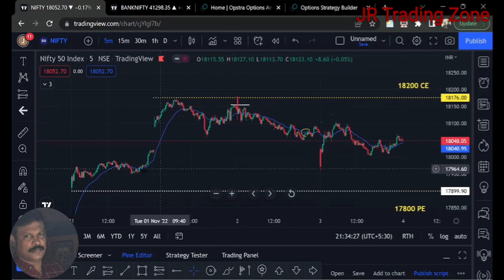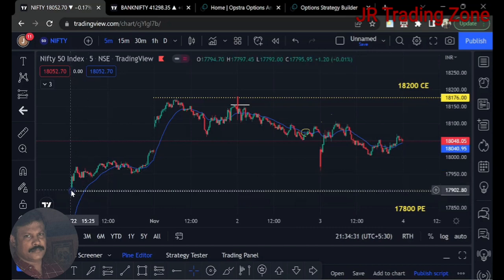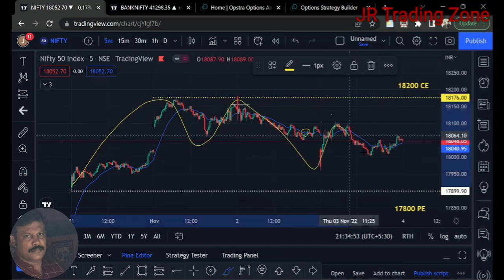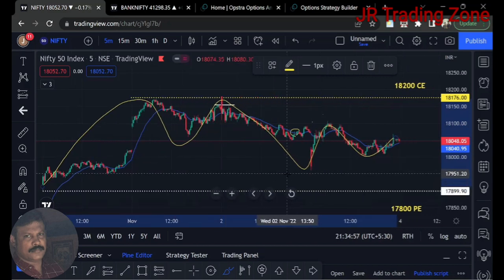See here, Nifty was moving in this range on Monday morning, from nearly 17,902, and it hit a high of 18,175, 18,178, and then it returned back. Actually, this market is traveling inside a range. It's going like this, coming back, again going and hitting the high and coming back. This is the range of the market. See carefully.